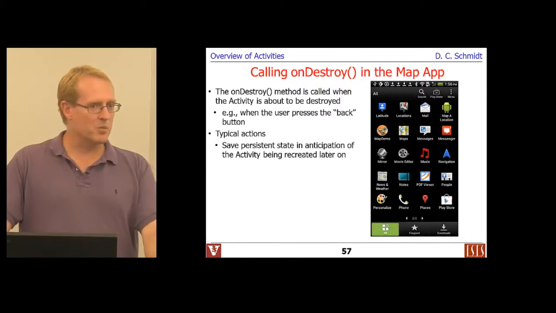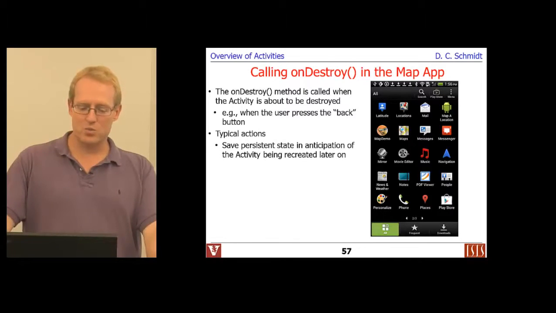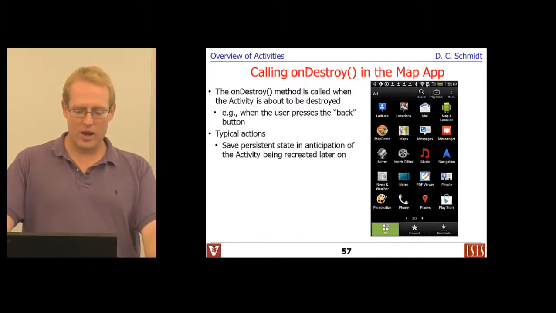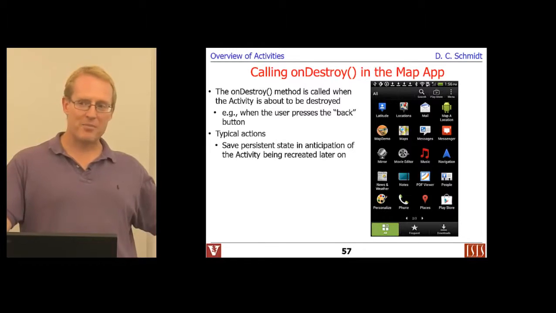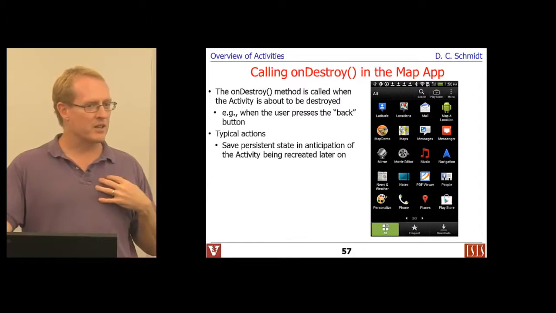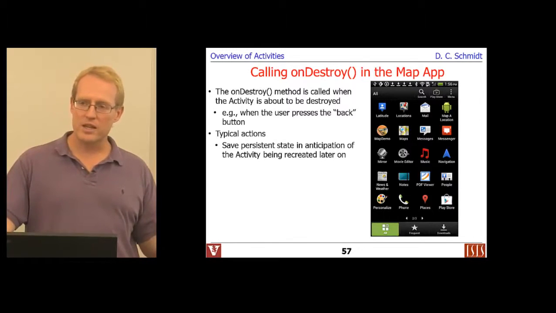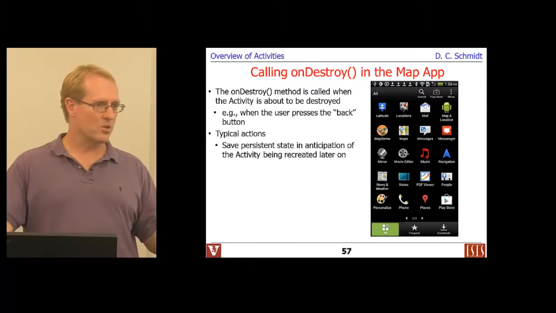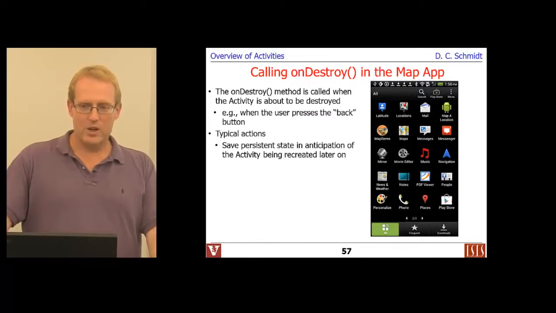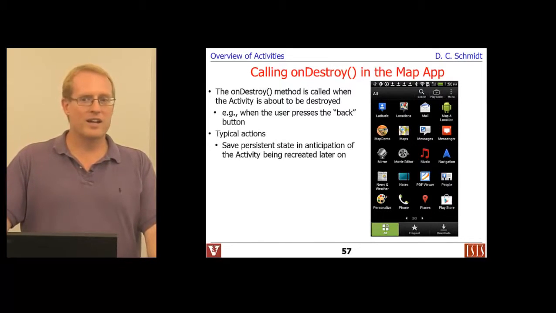And then the last method we'll talk about here is onDestroy. onDestroy is what's called back when your activity is about to go away, like when the user presses the back button. It's used to clean up any state, free up resources, and potentially, if there's something the activity has done that needs to be stored persistently, that's a good place to do that. Although people might argue that you're better off using onStop to do this rather than onDestroy.